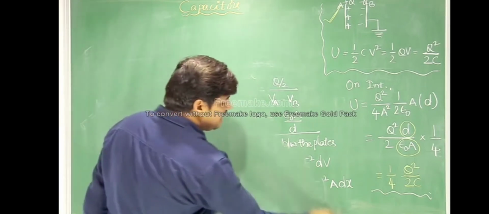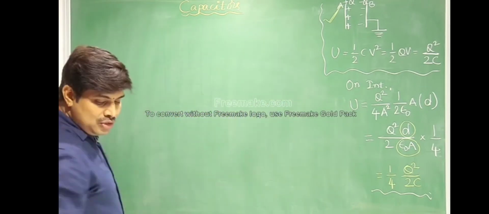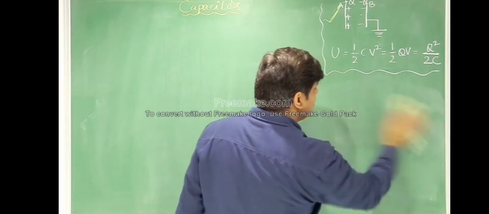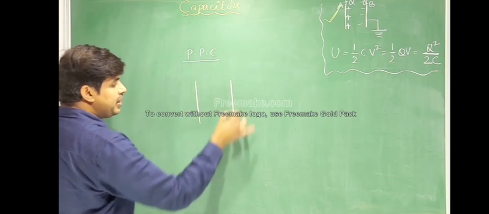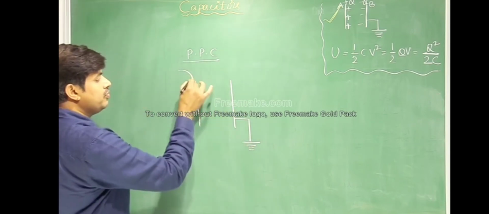Capacitance is not only meant to store electric charge, but also it is meant to store electric energy. So where you are storing more energy, that is the best one. Okay, so a simple capacitor, parallel plate capacitor, will be in this manner, that one of the plates is connected to ground and the other plate is given some charge.